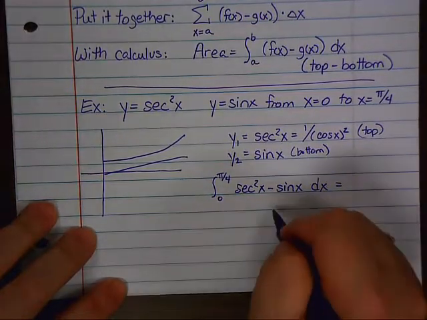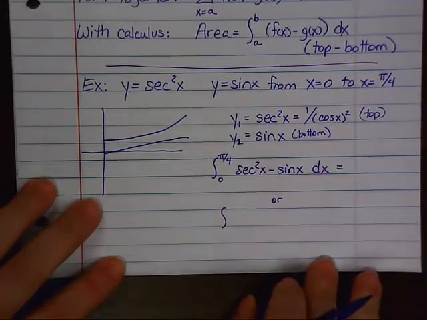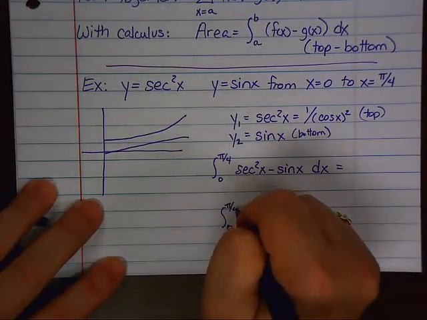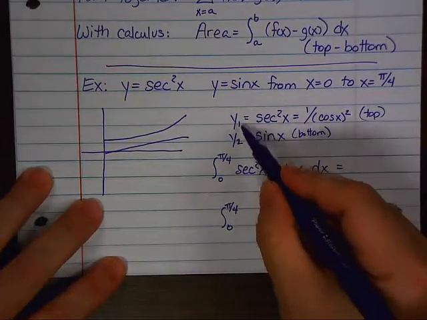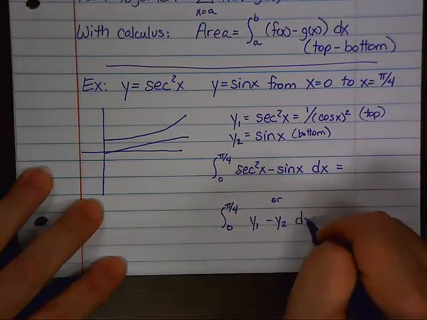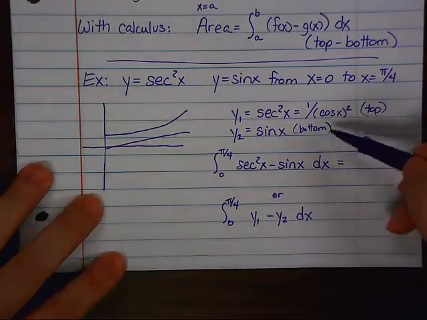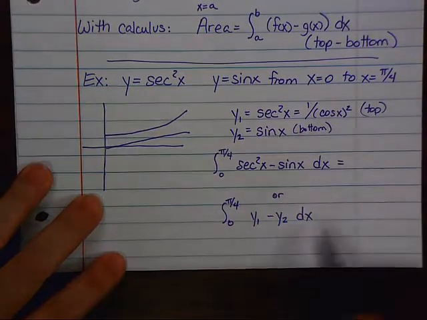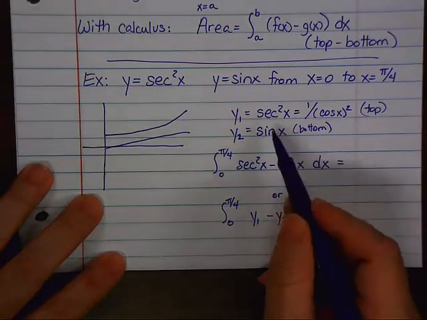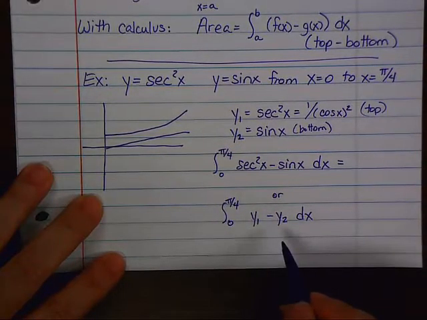And then all you have to do is type that in the calculator and get the answer. The other way you can do it, which I prefer because this is actually what you're going to be typing in, you put the 0, pi over 4, and you put in y1 minus y2 dx like that. As long as you have written on your paper which equation is 1 and 2, you can write it on the test as y1 minus y2 because you denoted up here which one is which. And that's actually what you're going to type into the calculator.